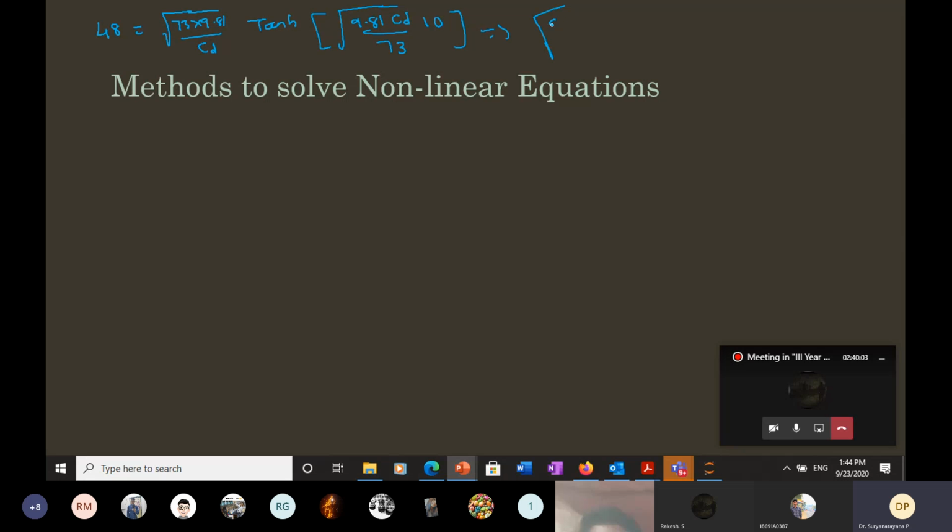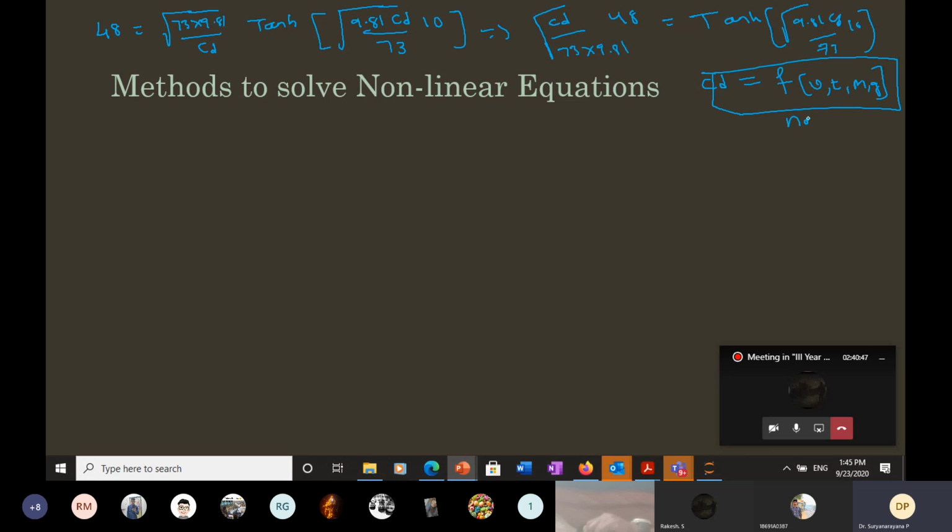I'll show you. I think you're not following the discussion here, but that's all right. 73.981 times 48, it is here. And on the other side you also have tanh of square root of 9.81 CD divided by 73 into 10. See, this is the problem. Now the left hand side also has CD, the right hand side also has CD. This equation cannot be written as a function of velocity, time, mass and g. You cannot separate the CD from everything else and write it on one side. That is not possible in this equation.